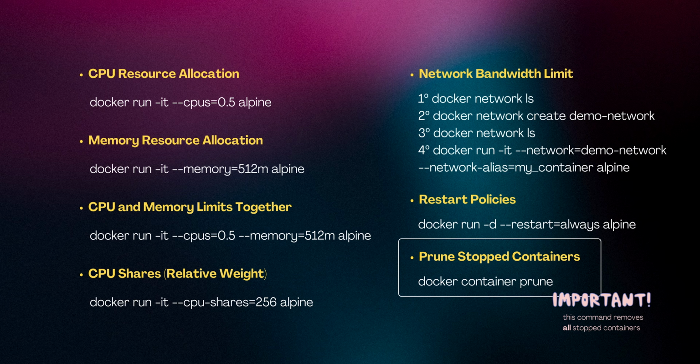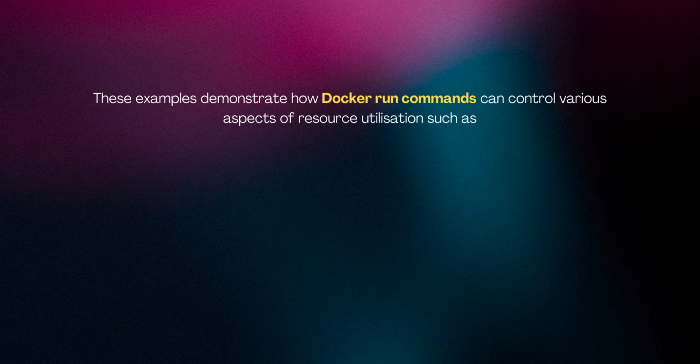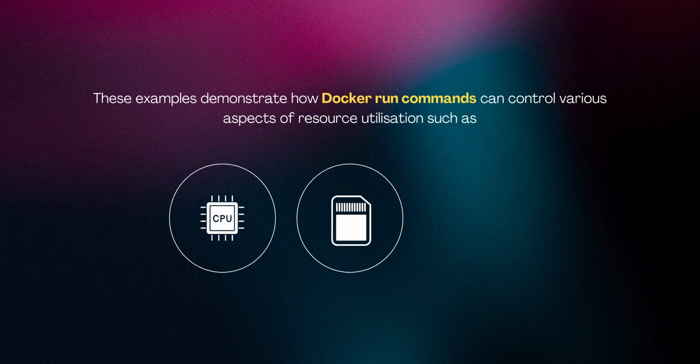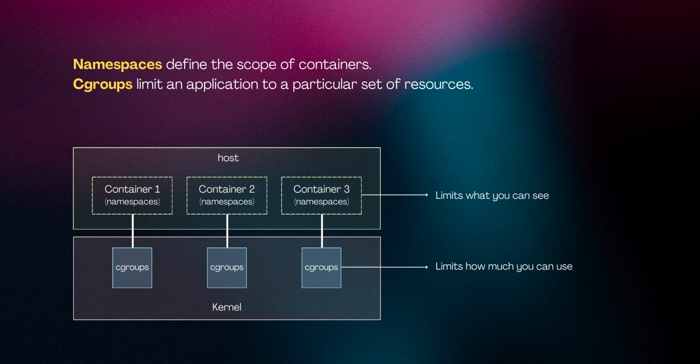just now. These examples demonstrate how Docker run commands can control various aspects of resource utilization, such as CPU, memory, network, and so on. You can adjust these commands according to your specific needs and resource requirements. To conclude, namespaces define the scope of containers, whilst Cgroups limit an application to a particular set of resources.